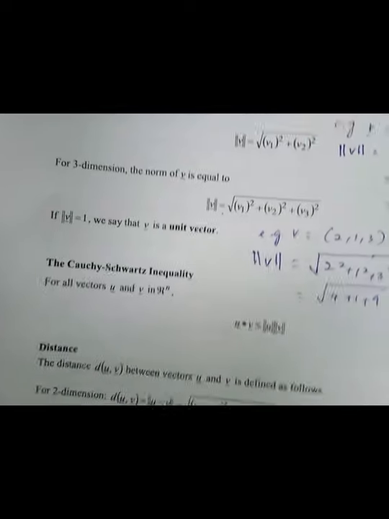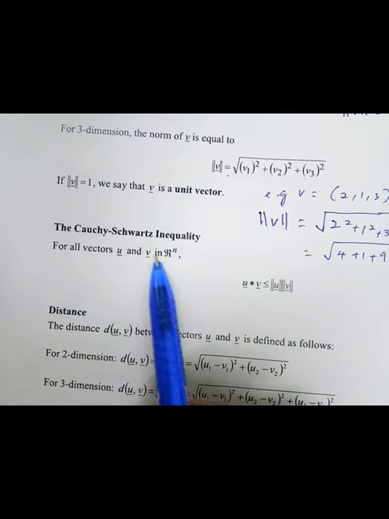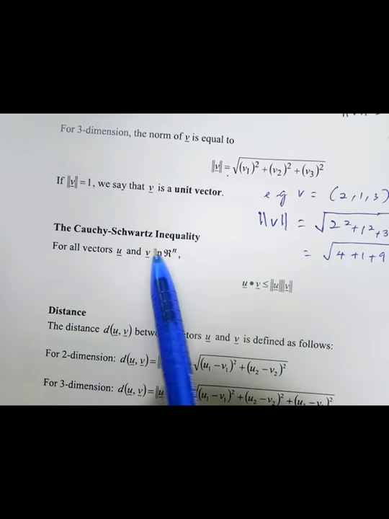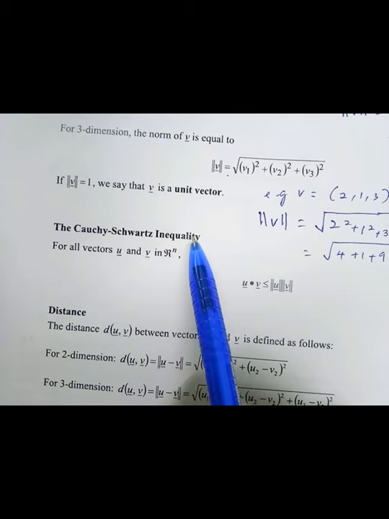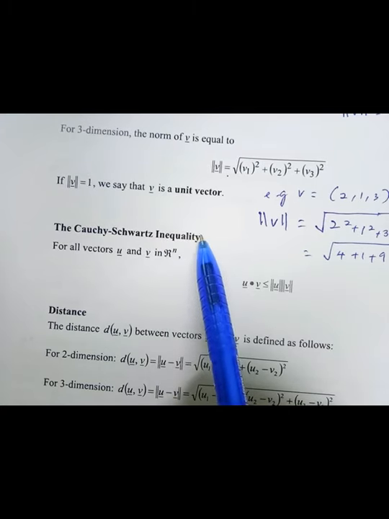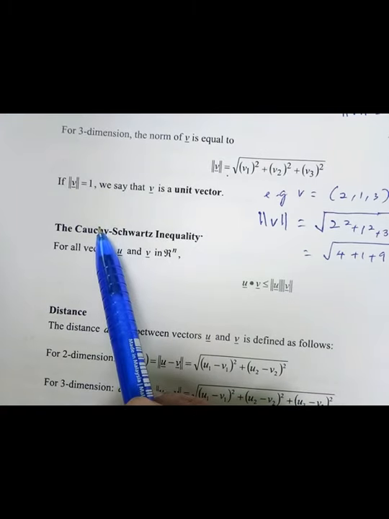Okay, next is Cauchy-Schwarz inequality. So Cauchy-Schwarz inequality, this is the theorem or the formula.